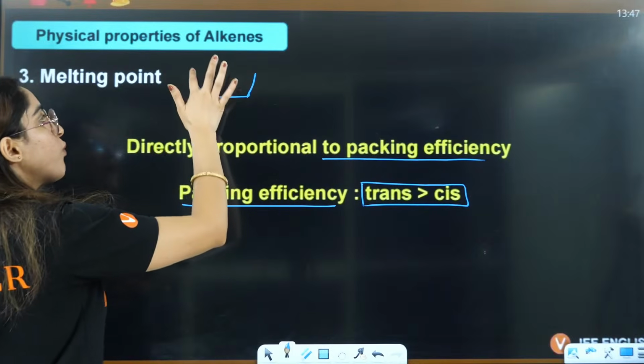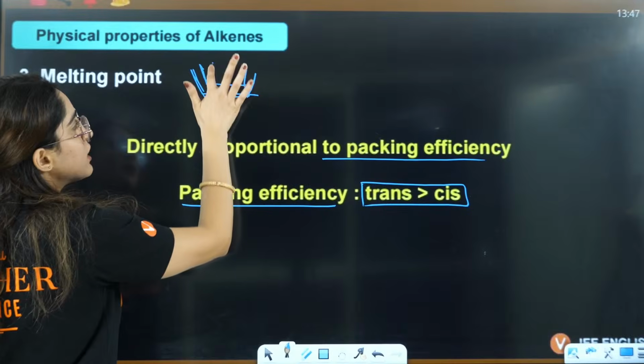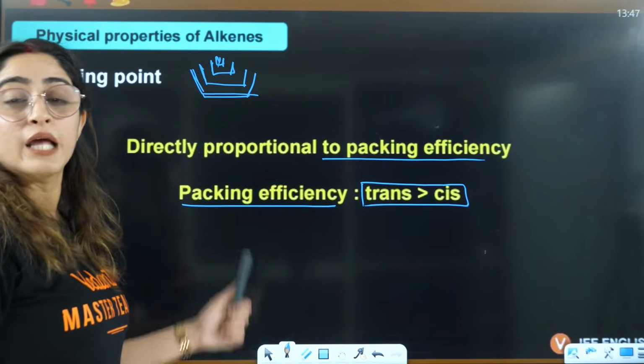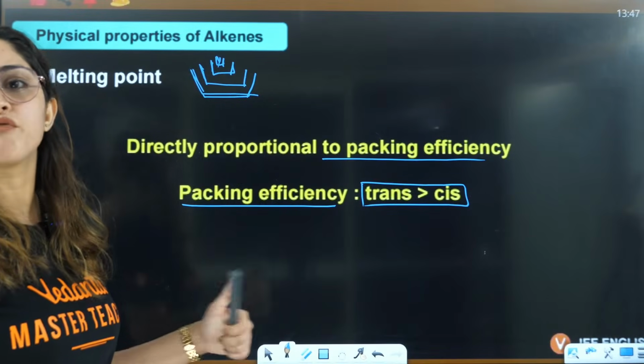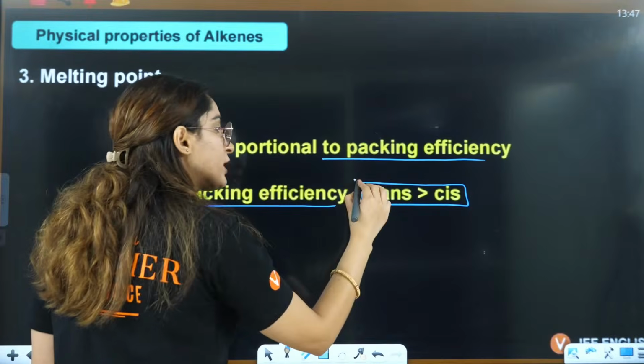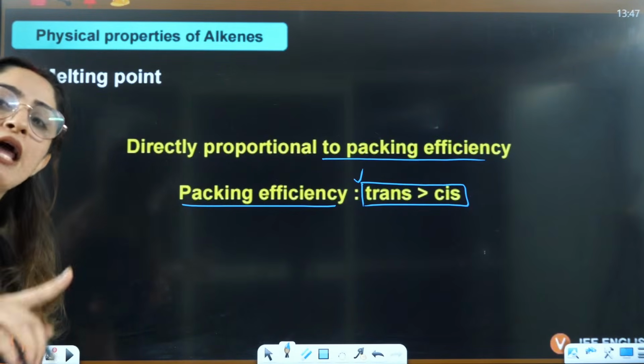But if you have this kind of situation, then the other has to be smaller, this has to be smaller, this has to be smaller. That means the packing efficiency of cis is not good, trans is good, right? So trans has better packing efficiency, so the melting point of trans is going to be more as compared to cis.